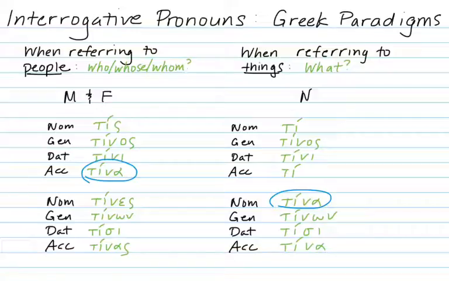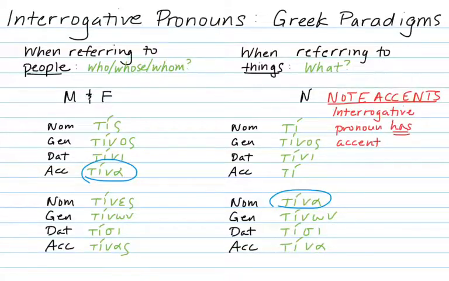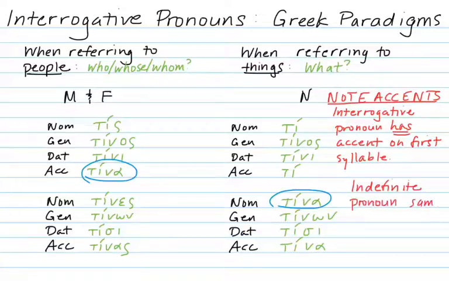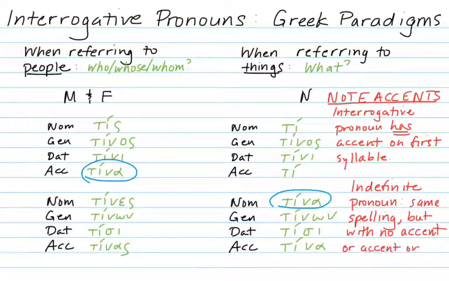But what you really want to know, I bet, is not this part, but the next slide. This part says that the interrogative pronoun is the one that has the accent on the first syllable. The indefinite pronoun has the exact same spelling, but the indefinite pronoun will have either no accent on single syllable words, or it will have the accent on the second syllable of two syllable words. This is because the indefinite pronoun is an enclitic.